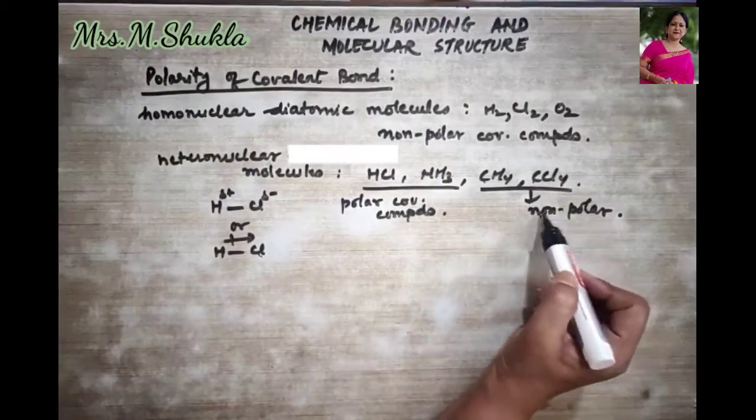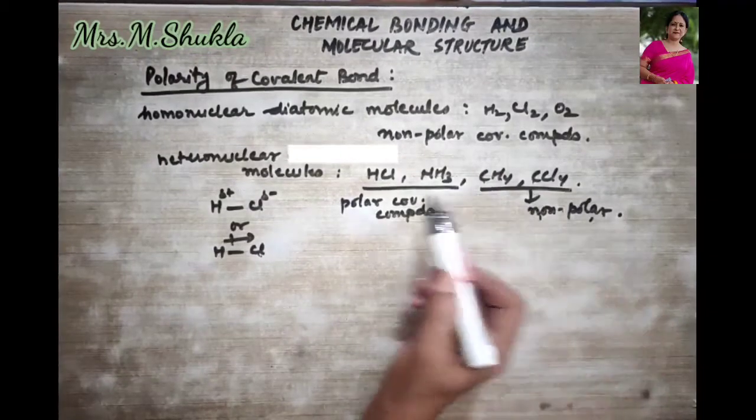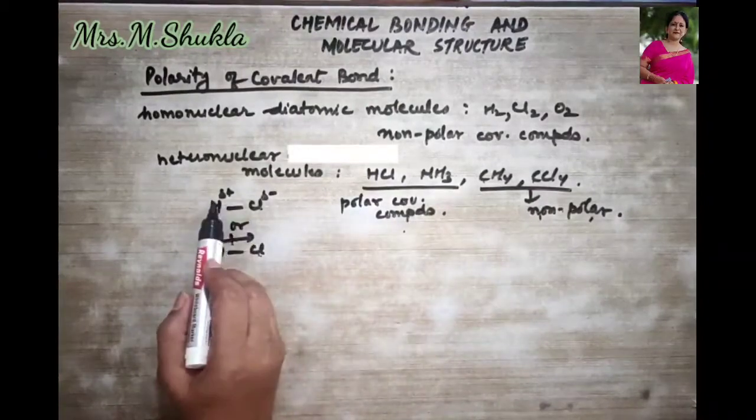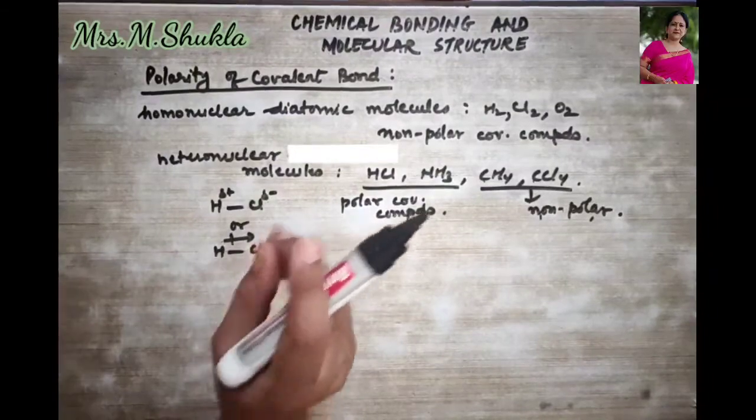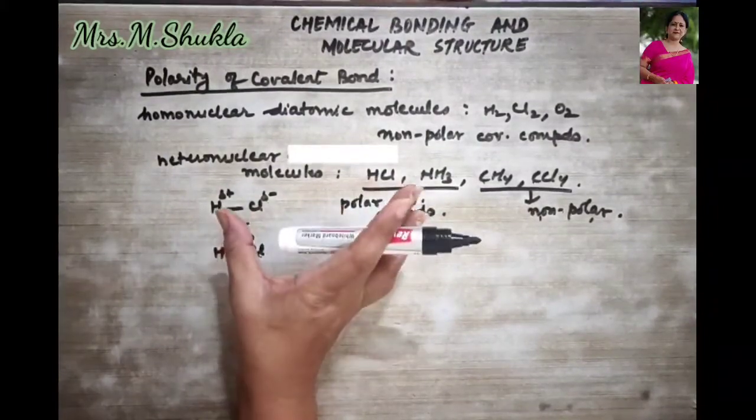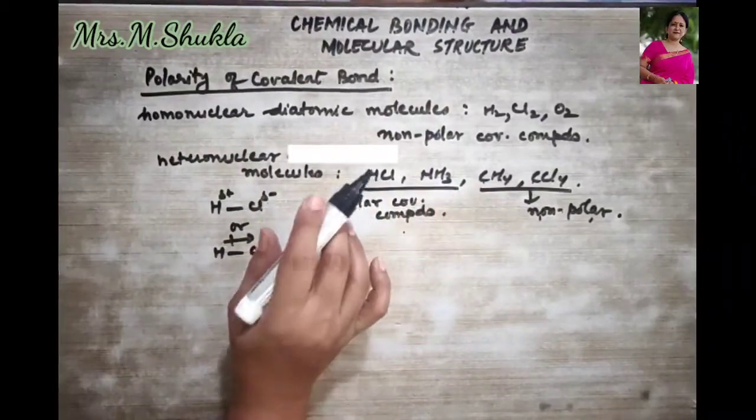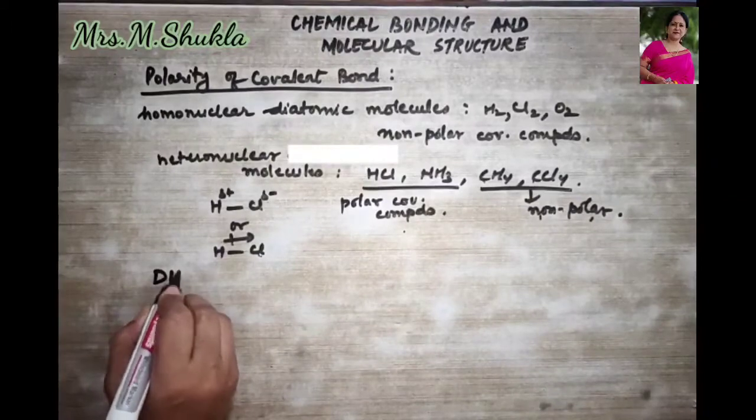So if there is no electronegativity difference, then they are non-polar covalent compounds. If there is a slight electronegativity difference, then they are polar covalent compounds having slight positive and slight negative charges. But if the electronegativity difference is large, then they become ionic compounds, right? Now let us talk about dipole moment.